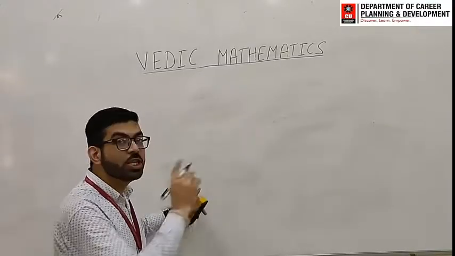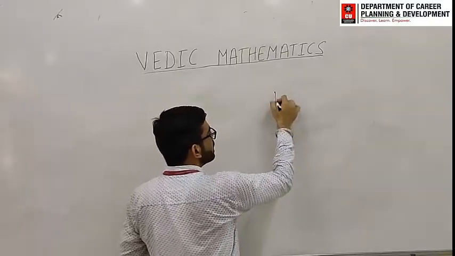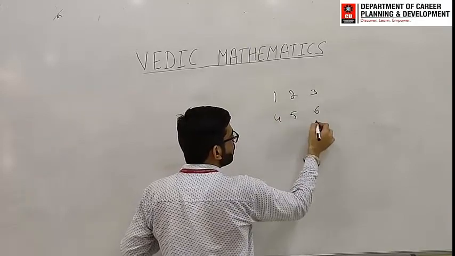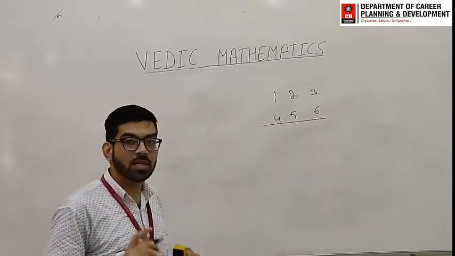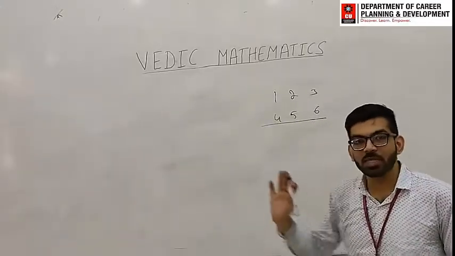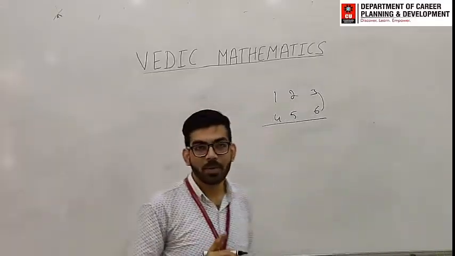Okay, let's move to the 3-digit number multiplication. We are going to discuss it with an example. Suppose the number is 123 multiplied by 456. In that case, what are the steps? The steps are the same; whenever a 3-digit number is there, the steps exceed. Step number 1 is 3 multiplied by 6.